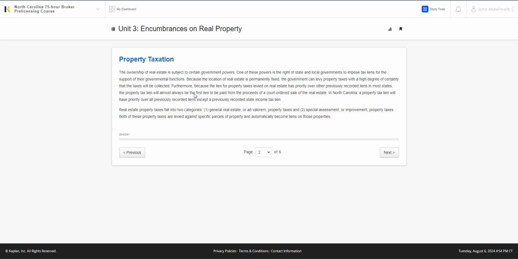In North Carolina, property tax will have priority over all previously recorded liens except the previously recorded state income tax lien.